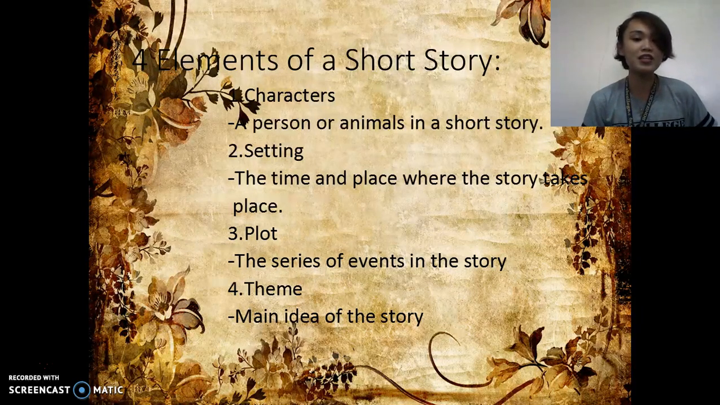And the plot is the series of events in the story. It includes the exposition, the rising action, conflict, the climax, the falling action, and the resolution. While the theme is the main idea of the story, it can be a lesson or a quote.